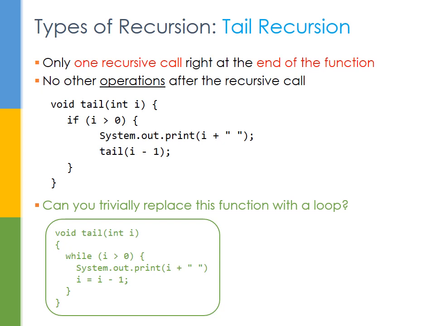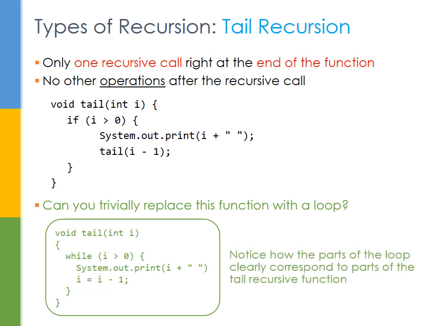Alright, so we can see then that we can trivially convert a tail recursive function into a loop structure. This is not to say that a non-tail recursive function can't be converted into a loop, but it is very simple for us to convert a tail recursive function into a loop structure.